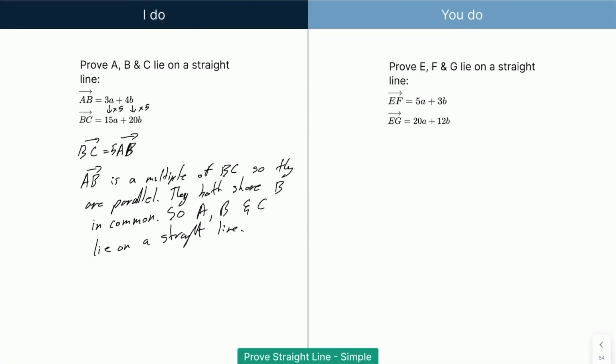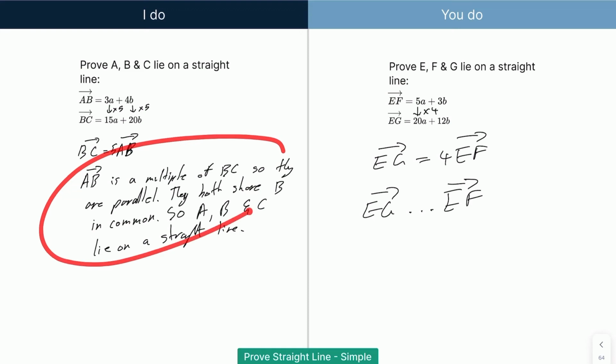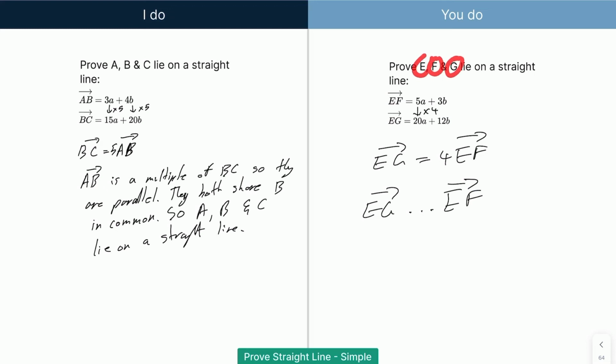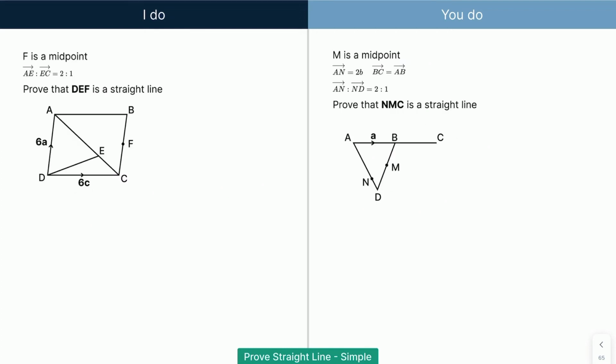So hopefully you've pressed pause and I'll go at the one on the right. So the first step is noticing that it's a multiple of 4. So EG is equal to 4EF. Now I'm not going to write all of it out again, but again, you'll be writing that EG is a multiple of EF, right? Therefore, they are parallel, just like we've written here. And then you're going to say, well, they both share a point in common. So in this case, they both share point E in common, and therefore E, F, and G lie on a straight line. Okay, you need to write all of that out to get the marks.